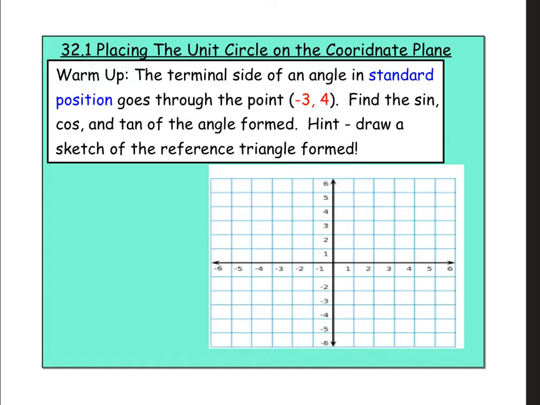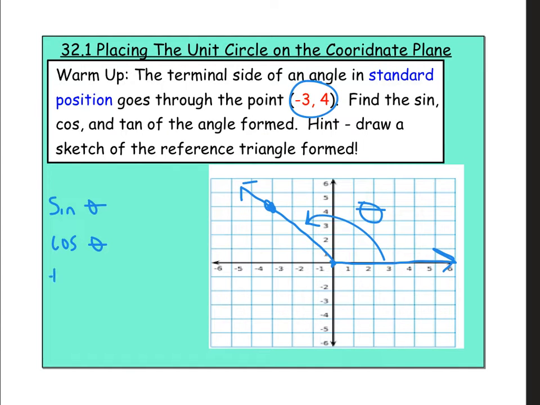Let's say the terminal side of an angle in standard position. Again, we know standard position always starts on the x-axis, so that's going to be the initial side of the angle. They're telling us the terminal side goes through the point (-3, 4). So there's a point there, and then there's our terminal side. Our actual angle is that guy right there, somewhere between 90 and 180 degrees because we're in quadrant 2. And now we are asked to find the sine, cosine, and tangent of that angle.